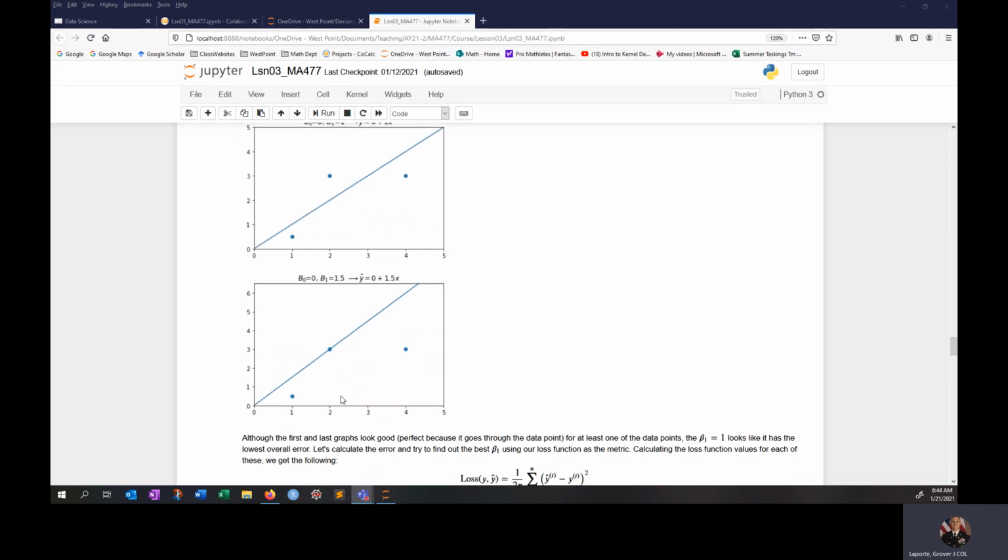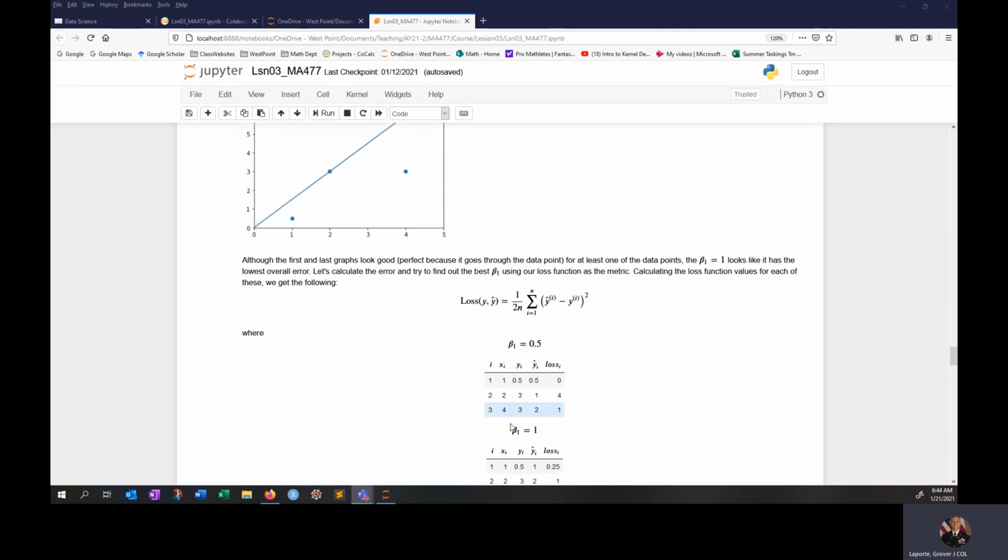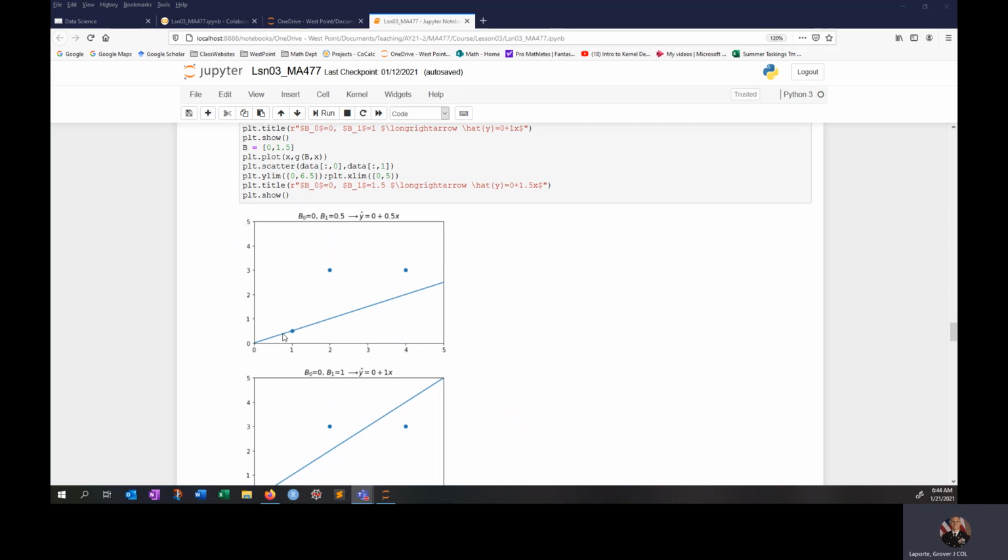And if you look down this one, then you've got the first data point: xi is 1, yi is 0.5, right? So 1.5 is right there. And then given that beta 1 is equal to 0.5, 0.5 times x is 0.5, subtract those two and you get 0. So for this first point here, the loss function is 0. Why? Because it goes right over top of that point.